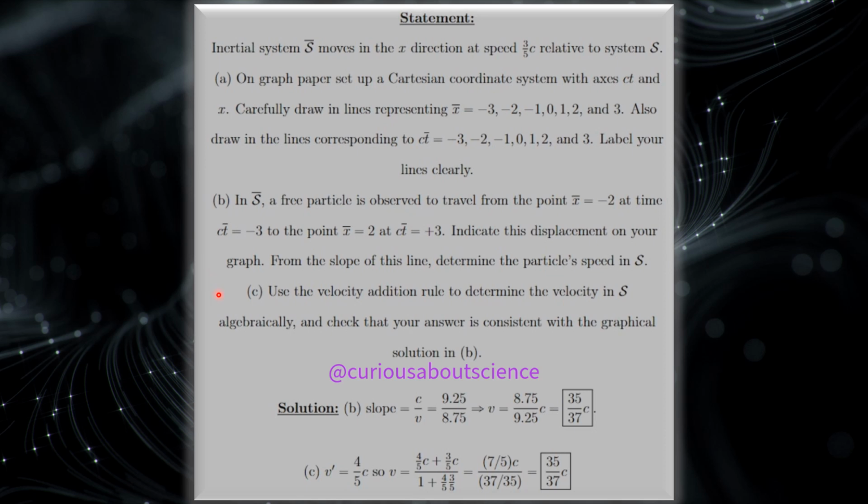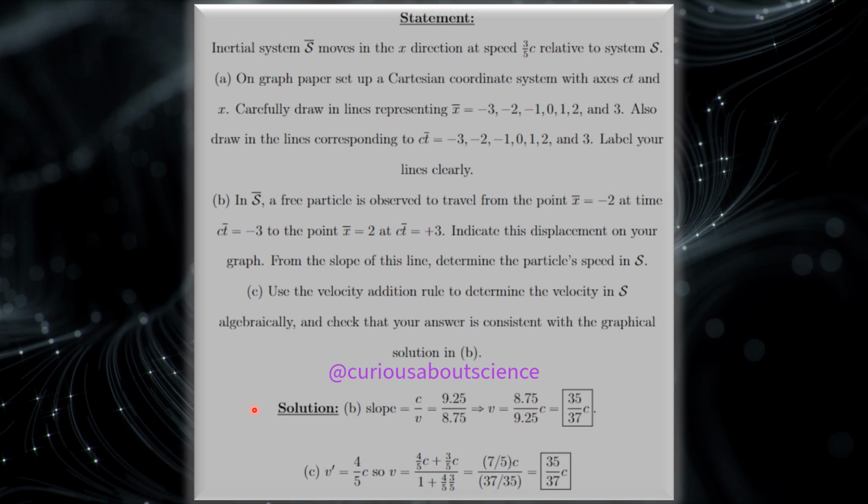C. Use the velocity rule to determine the velocity in S algebraically and check that your answer is consistent with the graphical results. Okay? Well, that being said, what we need to understand here is that the inverse of the slope gives us the velocity in a diagram. That was one of the things that was weird about these constructions. So I'll show you the graphs in a second, but let's just take a note here of what B and C are asking so we can check that when we do graph it, since it's going to be all at once.